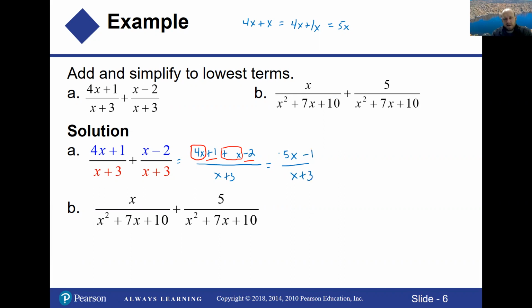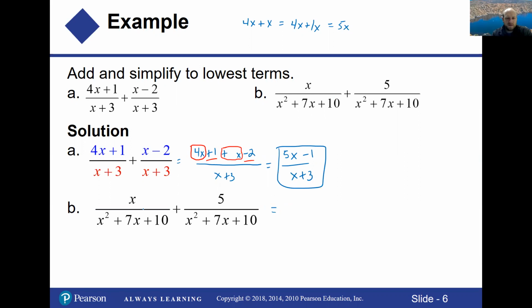And I can't do anything else with that. Some people will try to go along and they'll cancel the x's, but remember we have subtraction and addition. So those make that an expression. You need a factor to cancel out. So you would need it to all be multiplication on the top, all be multiplication on the bottom, and then you can cancel factors. And we'll see that here in just a second.